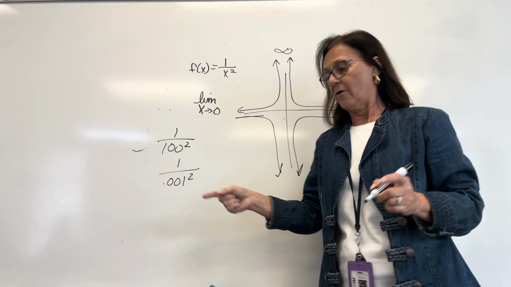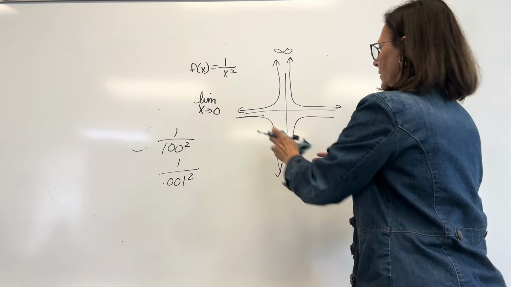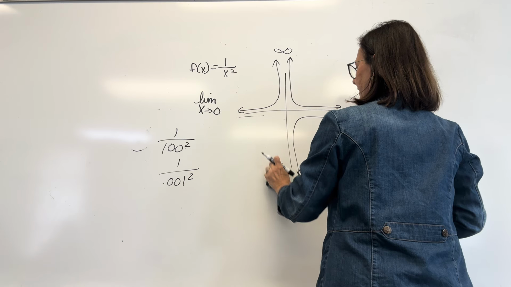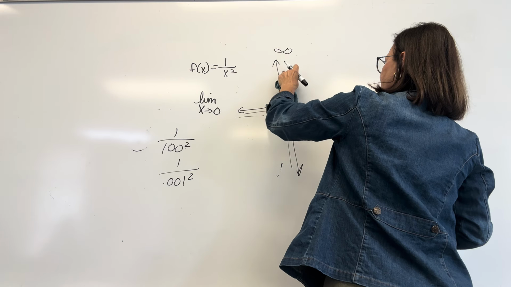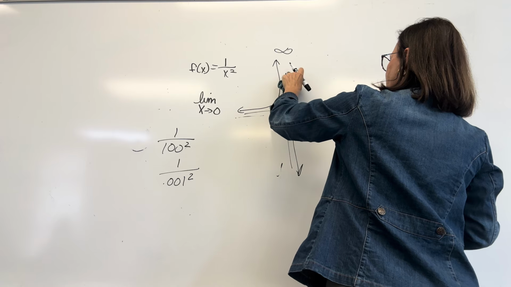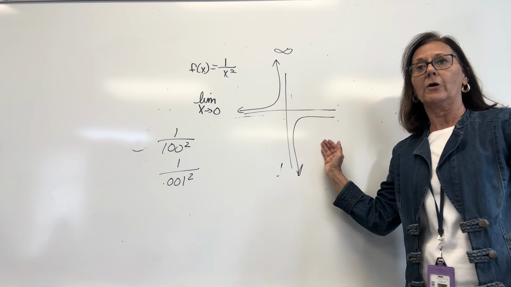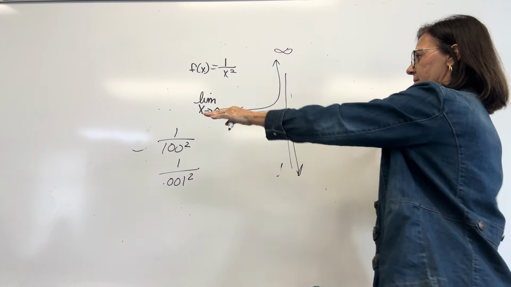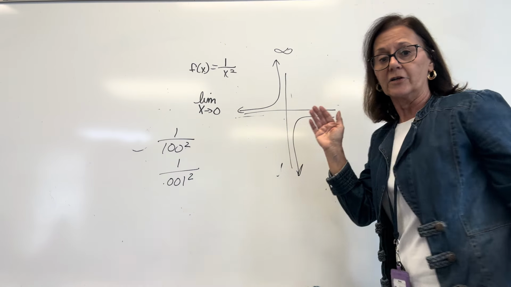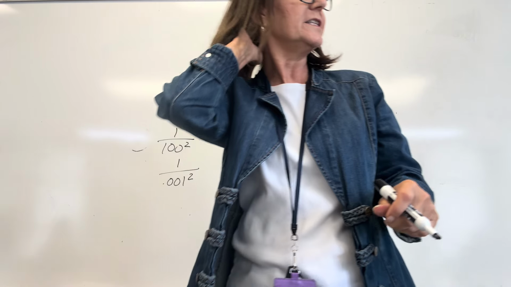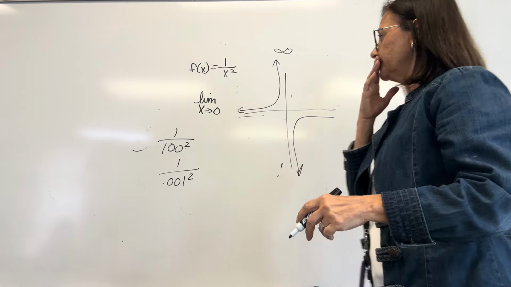Now, there's another case. From the left, it's approaching positive infinity, and from the right, it's approaching negative infinity. They're opposites. There's no limit. A limit does not exist because they're approaching different values from the left and the right.